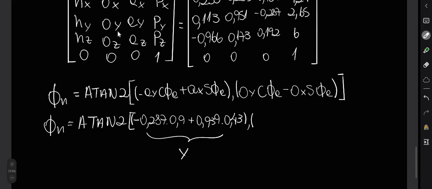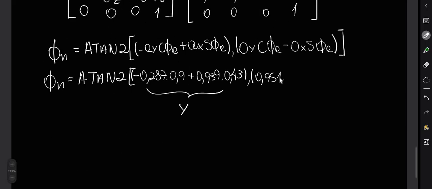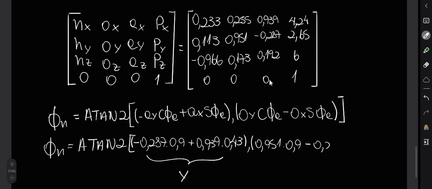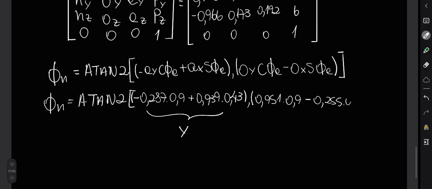OY right here. OY is equal to 0.951 times cosine of phi A, which is equal to 0.9, and this minus OX, which is equal to 0.255 times sine of phi A, which is equal to 0.43. And this is x.